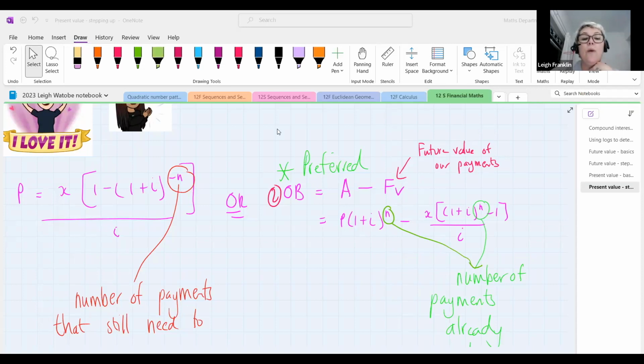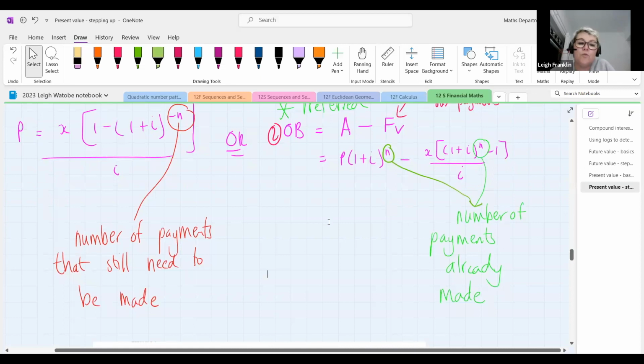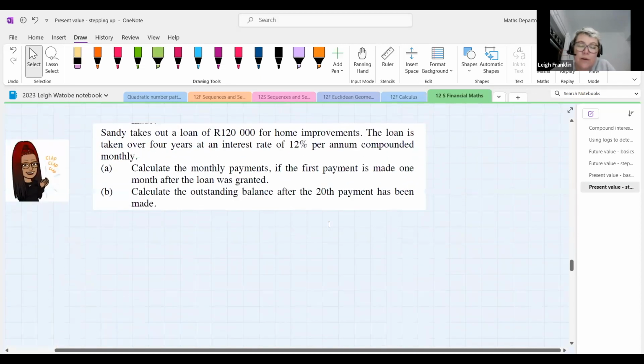Kamgelo, your hand's up. Ma'am, it's answered. Thank you. Okay, all right, no problem. Okay, so Sisipo, you might be a little bit confused as to what's going on now if you haven't done financial maths yet. But let's just see if doing an example here helps you.